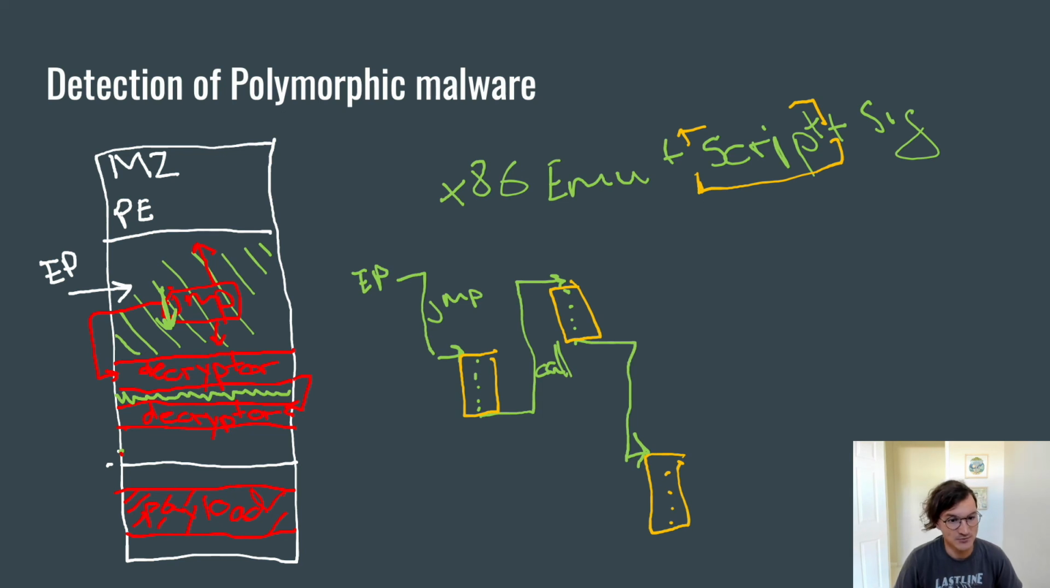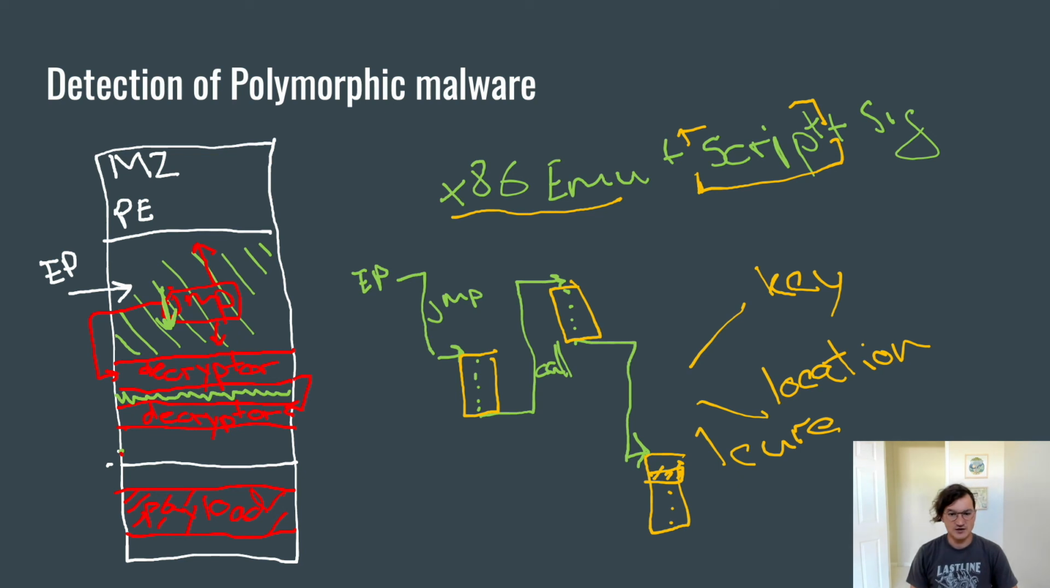So the emulator would emulate the code, the script would analyze the code for maliciousness, and because we do have an emulator, we can analyze the code, we can apply certain signatures on the code, and as soon as we detect, okay, that is probably a polymorphic engine, again, same strategy. We need to find a key, we need to find the location of the payload, and we need to find a cure, how to cure. And as soon as all of that is executed, the binary is cleaned, detection and cure is successful, and we can move on to the next file.